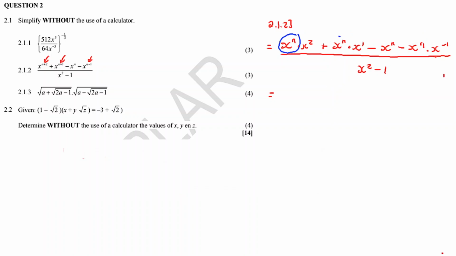I know that there's some factorization that should be done, but what kind of factorization? Maybe it's factorization by grouping, by taking out the x exponent n, but that didn't work. Then I thought, okay, you know what? You were in the first term, and which term is it?